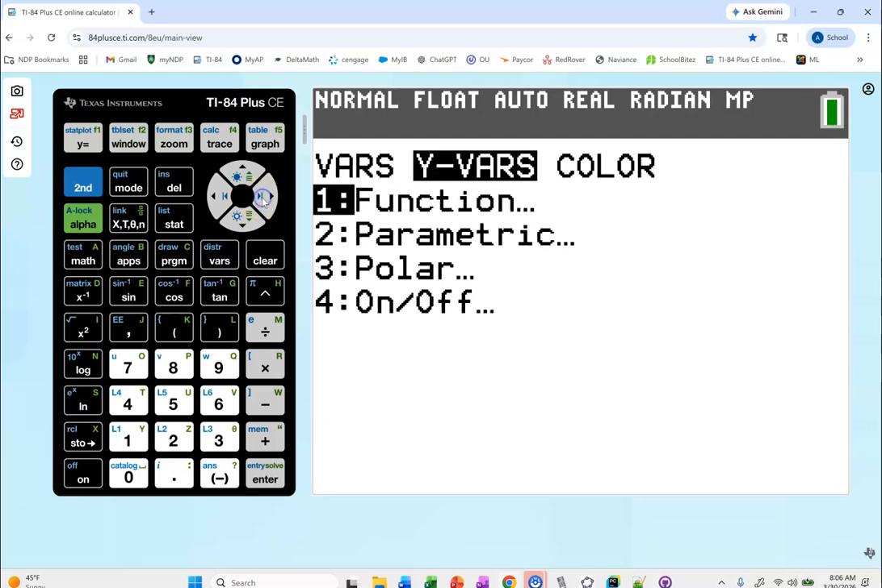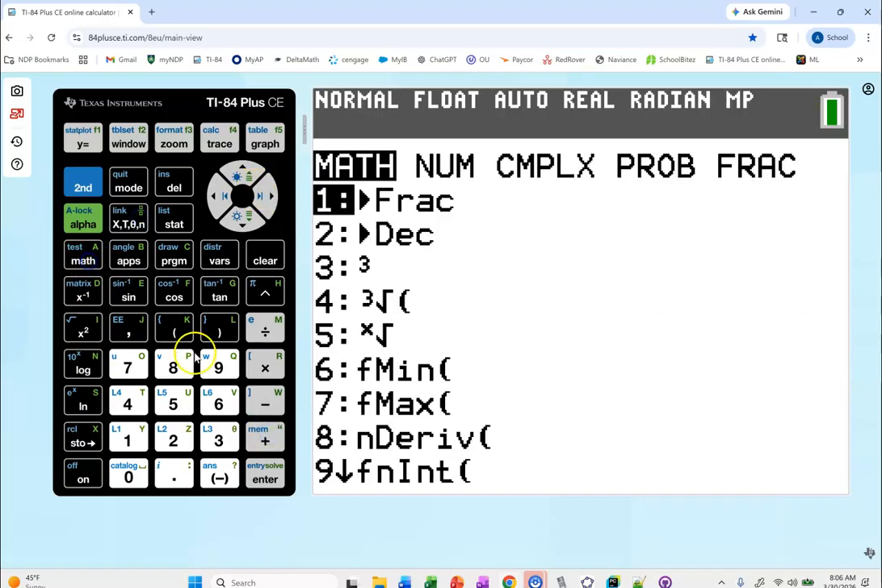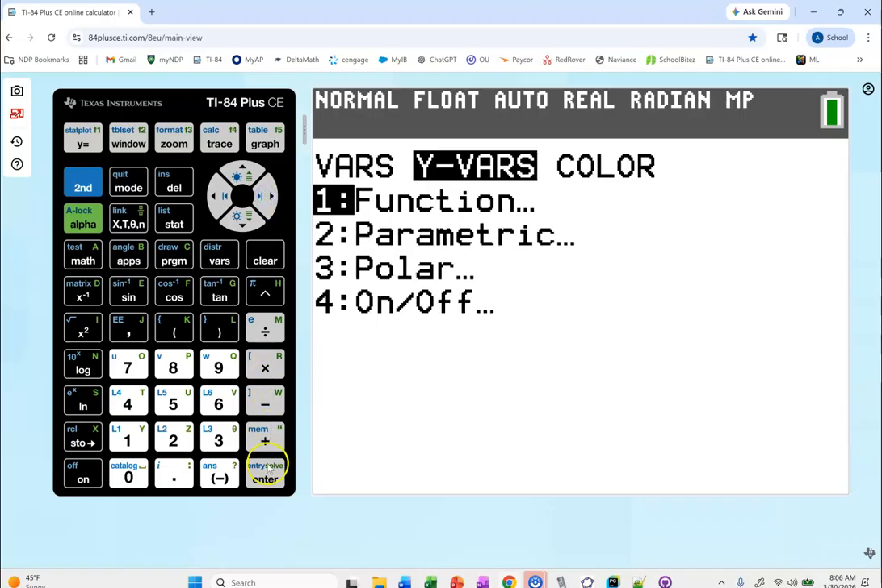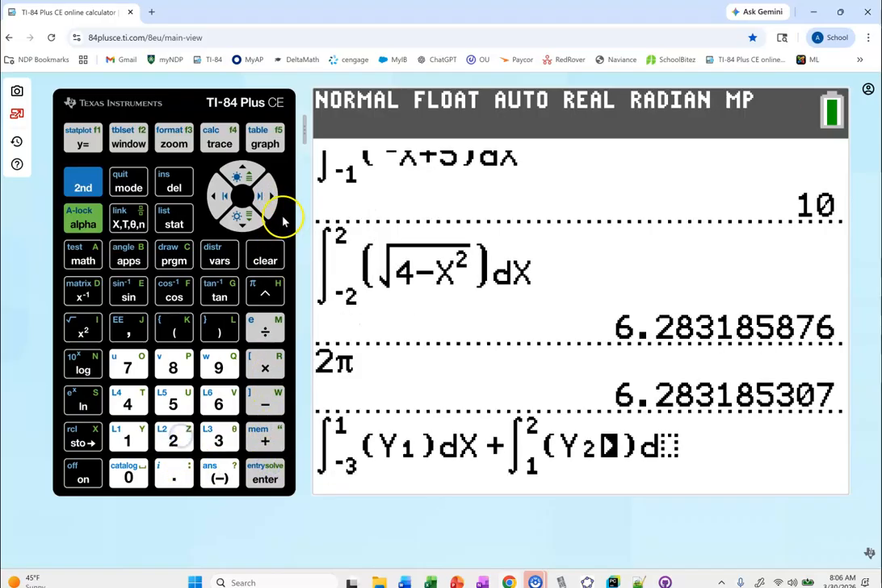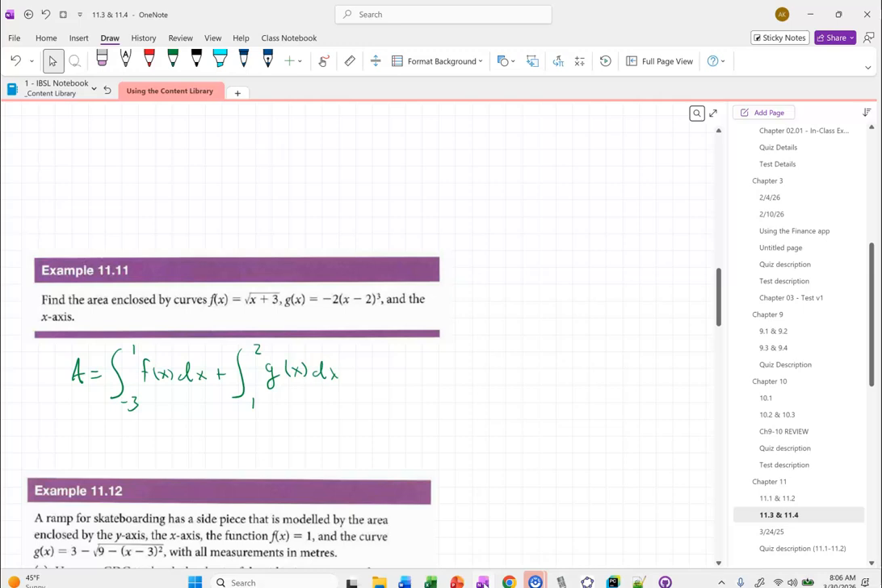So I'll press vars, yvars, function y1, and then plus math, command 9, 1 to 2, and then I need my y2 here. Again, I could type in the function over again, but I already did it once. And that ought to do her. So we'll call that 5.83, rounded to 3 sig figs.